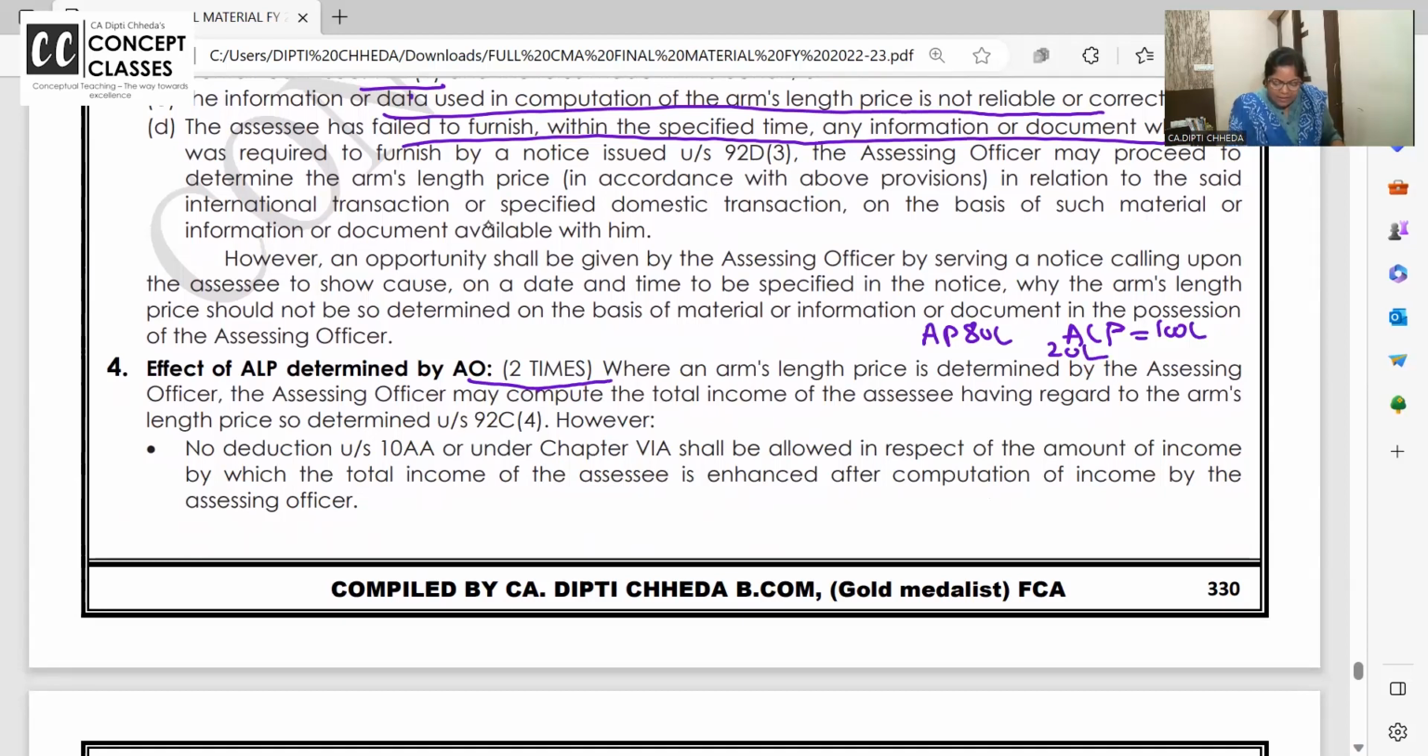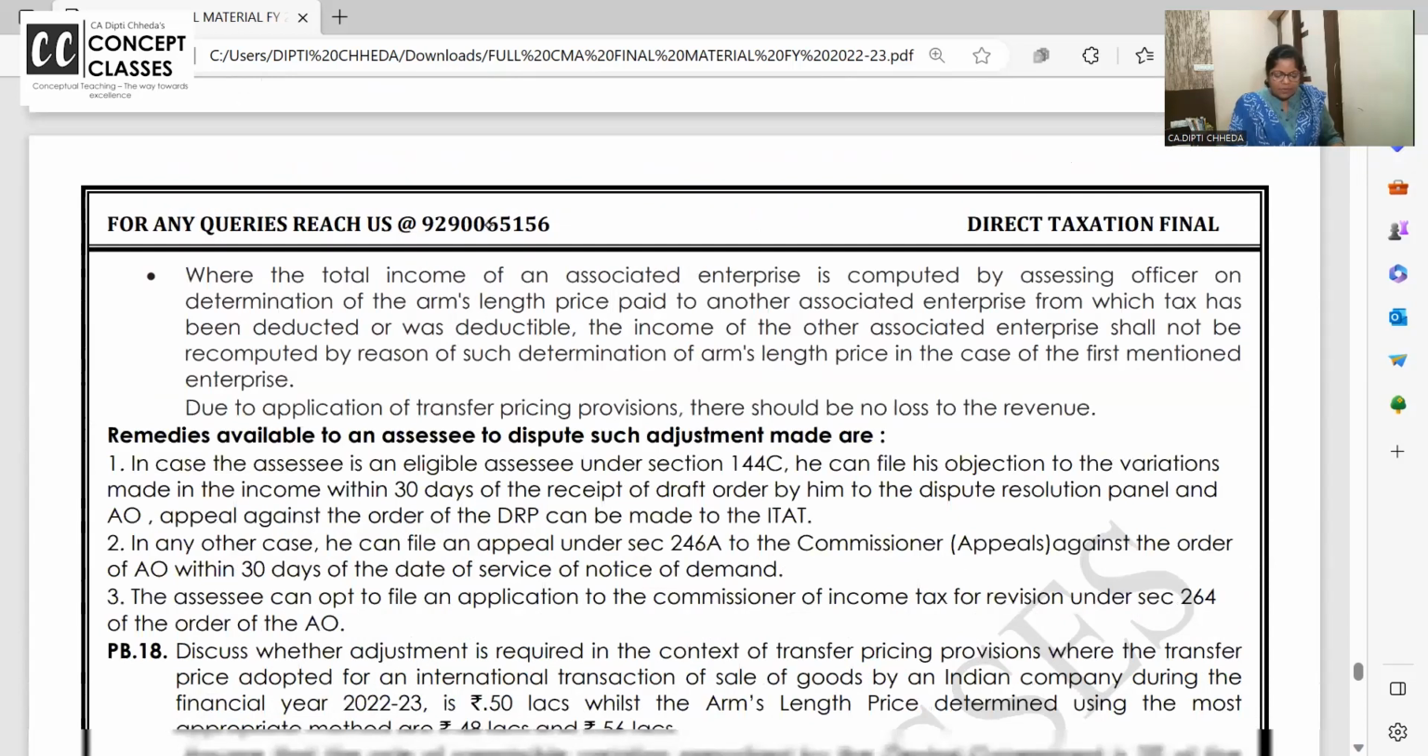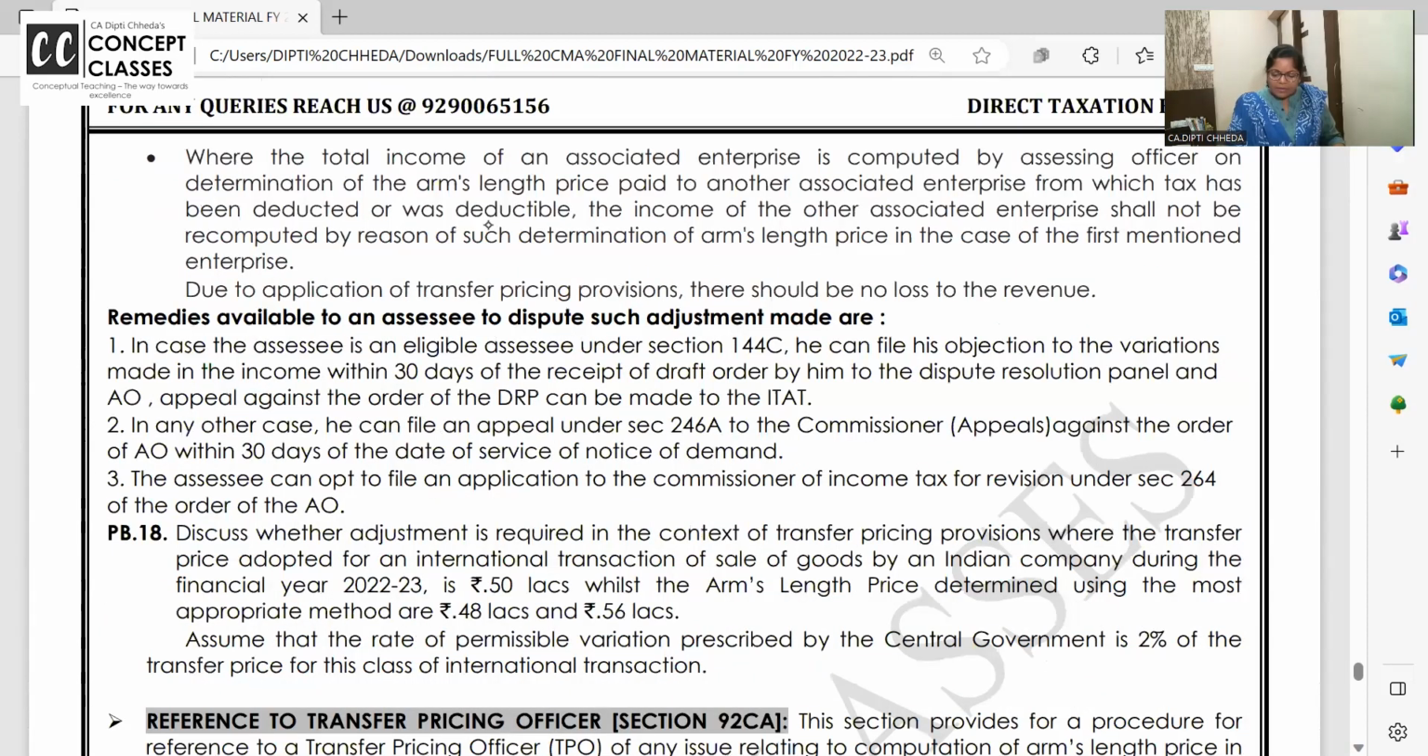Now on this increased income, will you allow additional exemptions? SEZ wala, 10AA? No. Chapter 6A, 80C to 80U. Okay ma'am, you increased my arm's length price from 80 to 100, 20 lakhs income, but in that income I have paid more PPF, I have done. Can you claim additional Chapter 6A deductions? No. Can you claim exemptions? No. Okay, right.